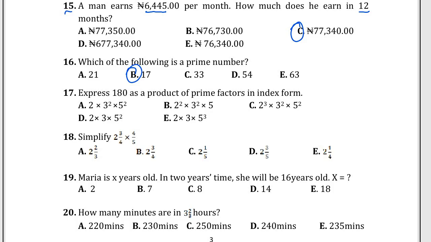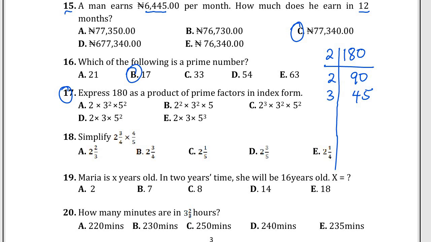Question number 17 says, express 180 as a product of prime factors in index form. So we are going to use table method. So create your table. 2 into 180, 90. 2 into 90, 45. 2 is done with its work. You go to 3. 45 divided by 3, 15. 15 divided by 3, 5. So continue with 3. 5 divided by 5, 1.